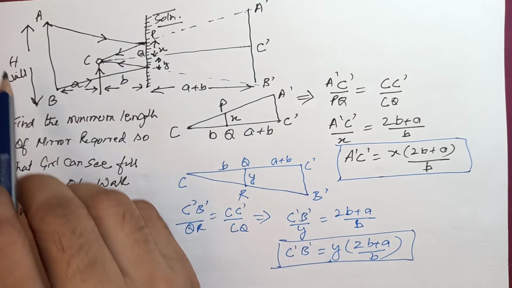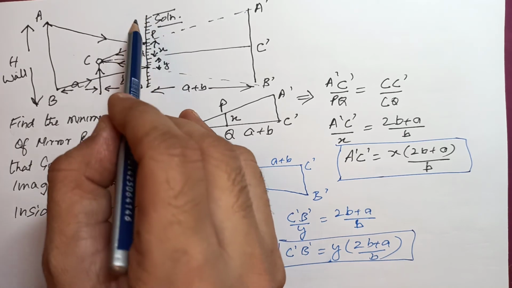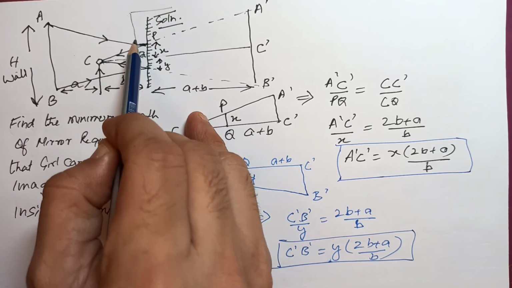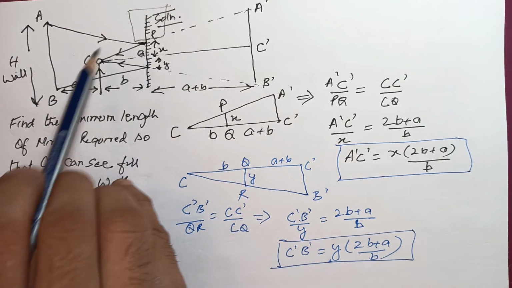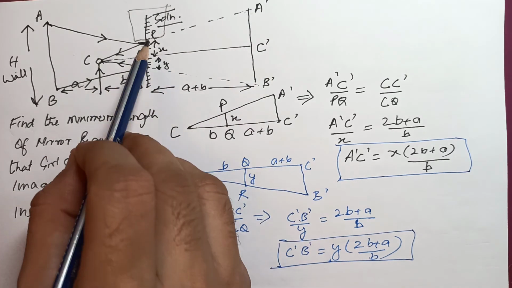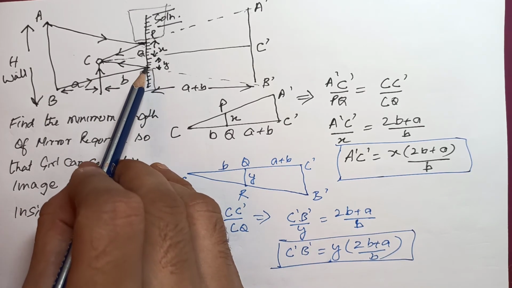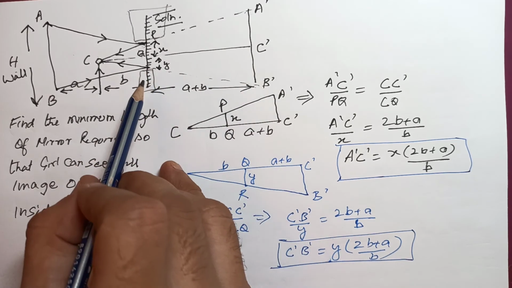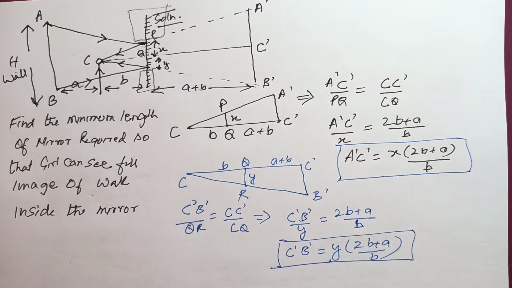Okay, now look at this figure. In this figure, if you see in this mirror, this portion is not needed. We need the mirror only till here, because this covers our top of the wall. Similarly, we don't need this portion as well, because here it covers the lower portion also, so we don't need this. So basically what we just need is x plus y. That is the minimum bare requirement for getting the entire image of the wall.